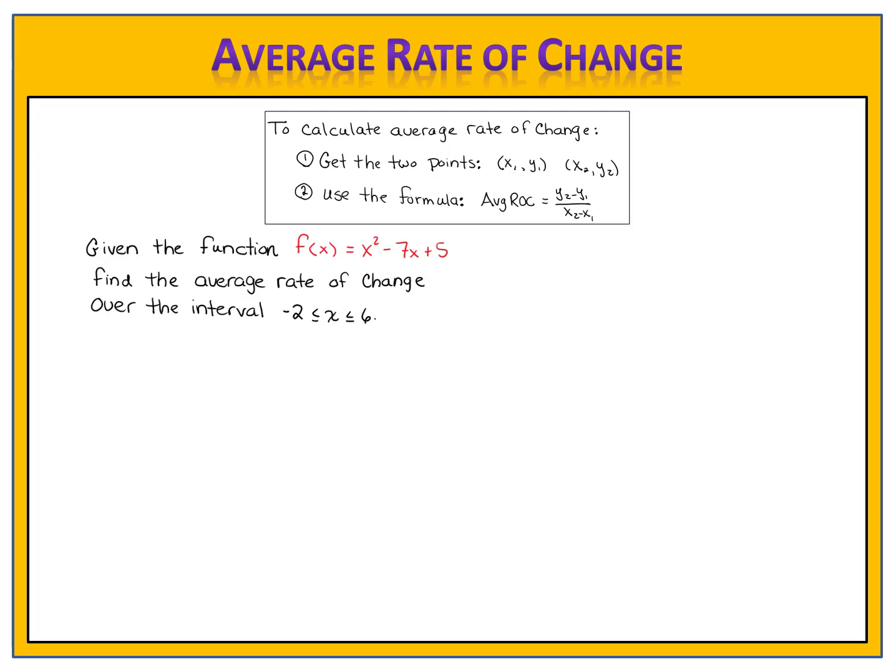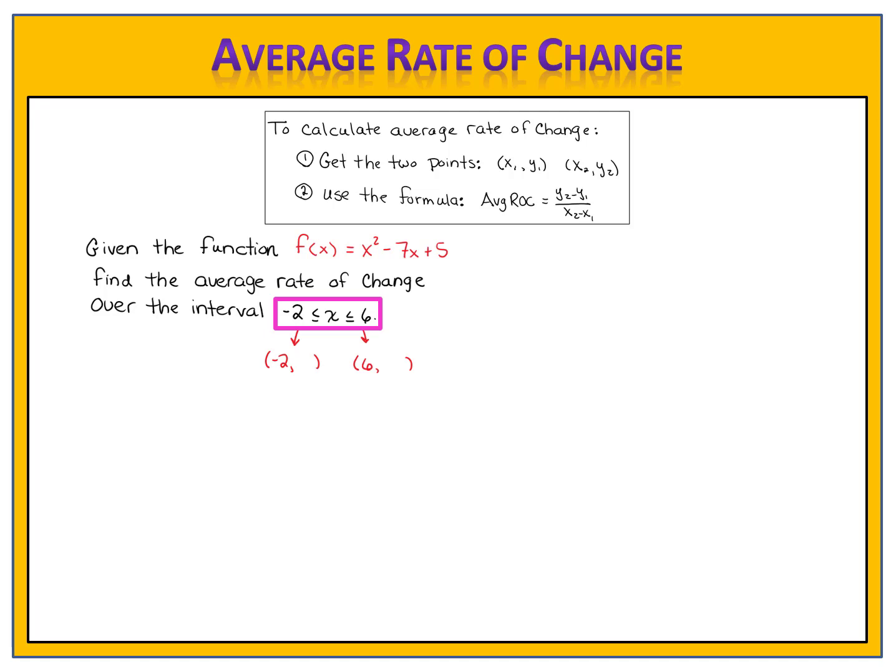Suppose we have the function f of x equals x squared minus 7x plus 5, and we want to find the average rate of change over the given interval, in this case when x goes from -2 to 6. We know that that interval is the key to finding the 2 points that we need. Those are x values or inputs, so we put them in the x position of the ordered pairs.